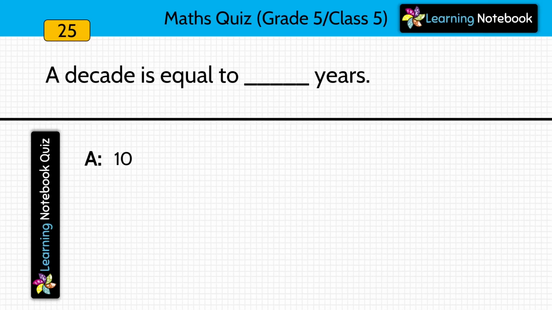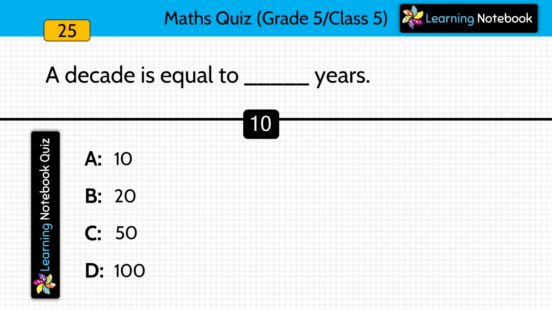A decade is equal to dash years. How many years are in a decade? Answer is option A, 10 years.